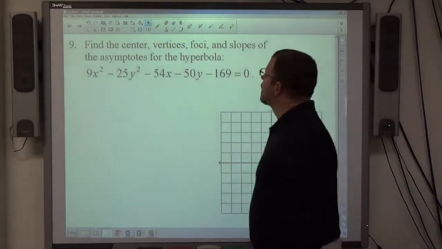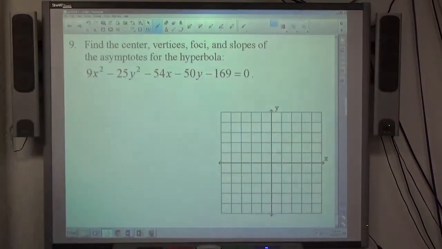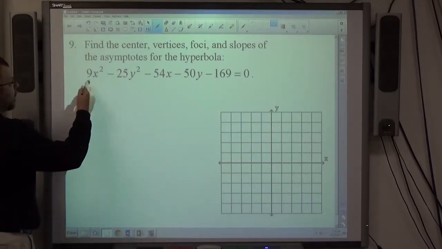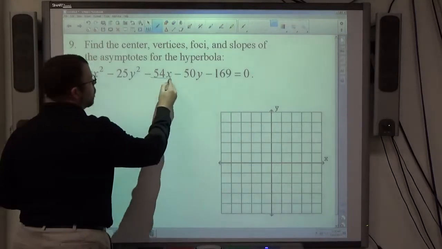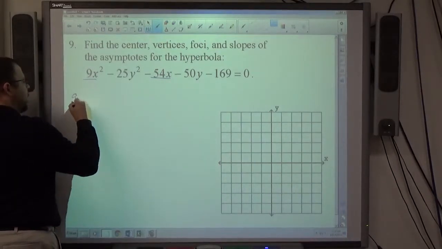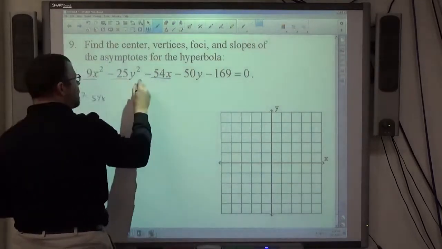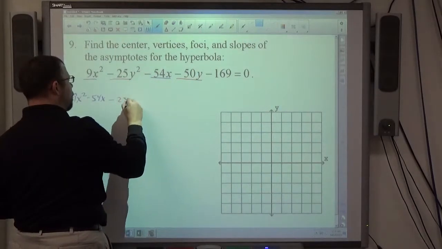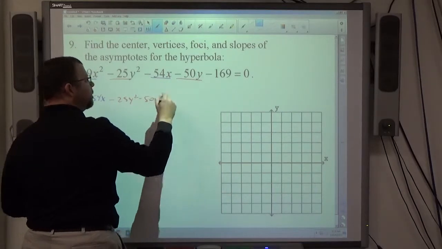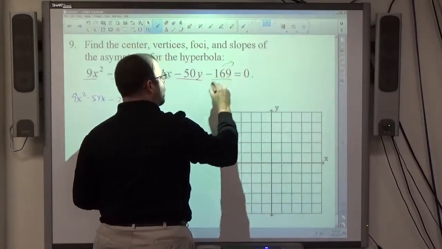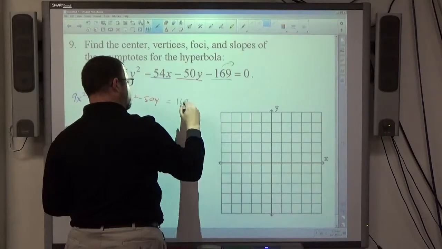Okay, number 9, find center, vertices, foci, slope of asymptotes for this. So it's the same exact question as the last one, except it doesn't start off in standard form. So priority 1 is make standard form. Just like we did in the ellipse problem, I'm going to group my x's together: 9x squared minus 54x. Group my y's together: minus 25y squared minus 50y. And move the 169 to the other side, equals 169.